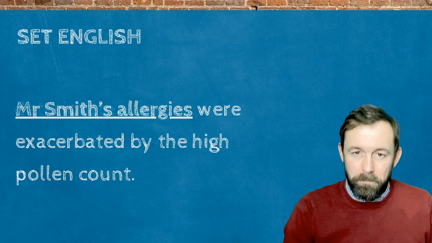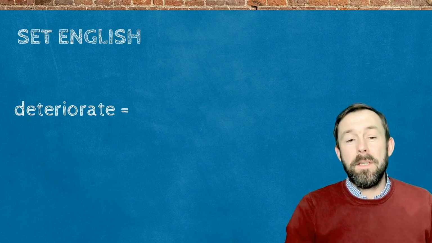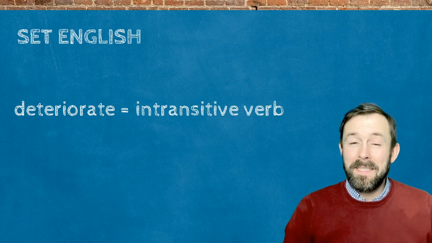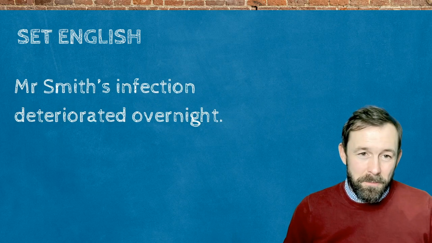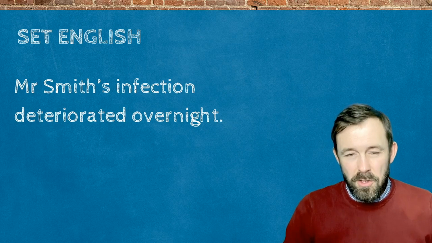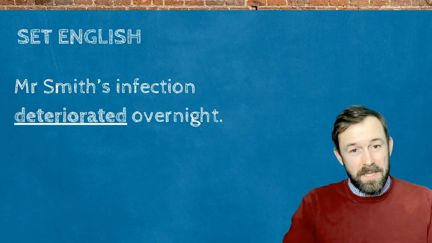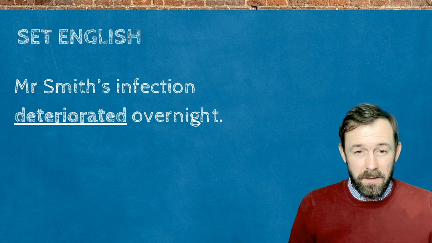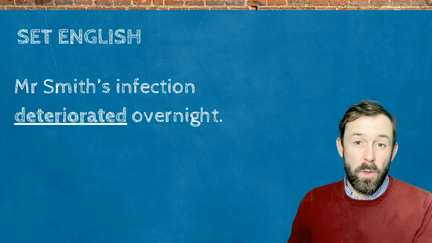Okay, so let's look at deteriorate, and here is the difference. Okay, the difference is that deteriorate is an intransitive verb. Okay, that means it does not affect objects, it does not affect nouns. So, Mr. Smith's infection deteriorated overnight. Well, just look at that. Okay, we've got deteriorated. We don't have deteriorated something. Okay, we don't say that his infection was deteriorated. We say that his infection deteriorated. That's like saying his infection got worse.